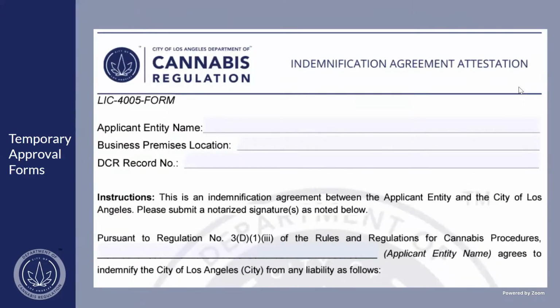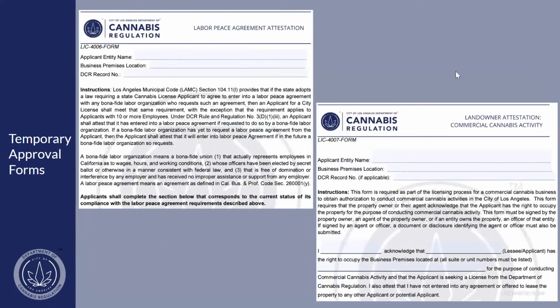In terms of the indemnification agreement, you're indemnifying the city, so we do require notarized signatures there. It is a requirement within the municipal code. We also have the labor peace agreement. California law does require businesses with 10 or more employees to enter into a labor peace agreement, so it's just attesting that you're going to comply with state law. You'll also have to comply with state law when you submit your state application.